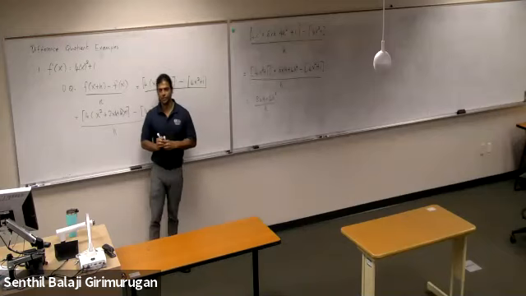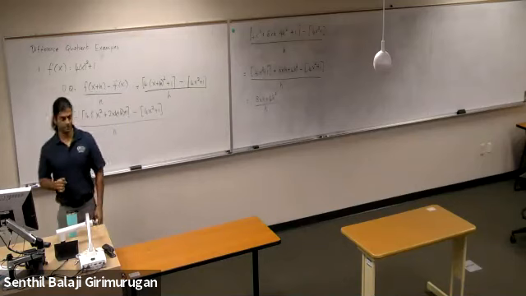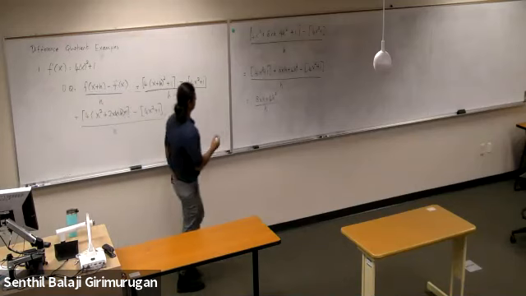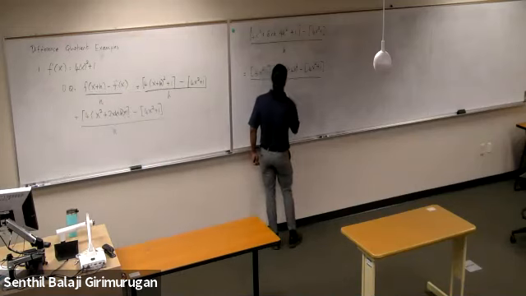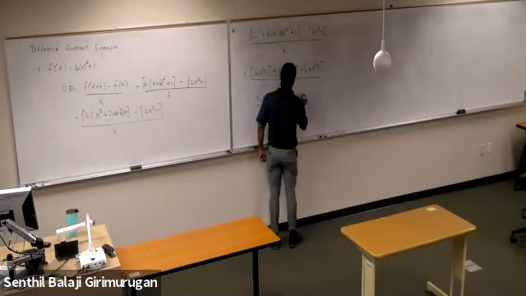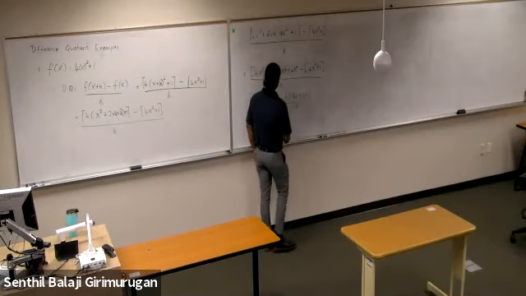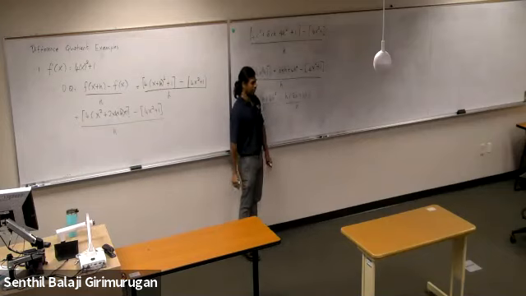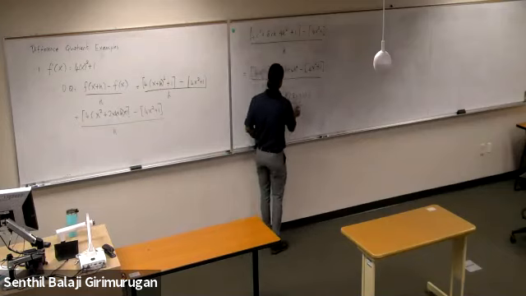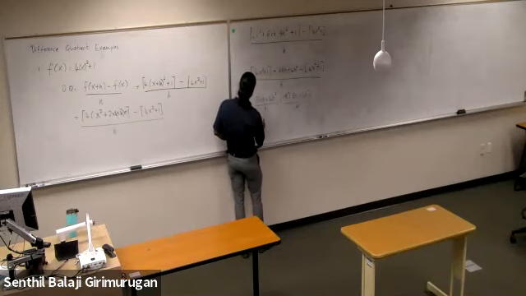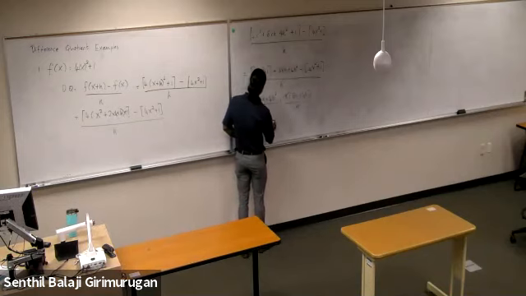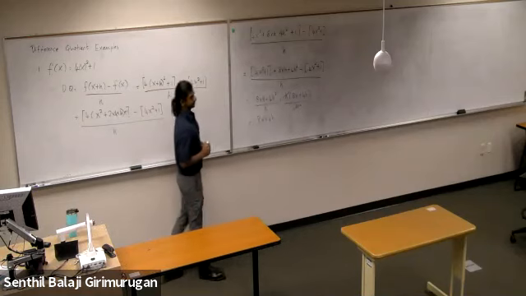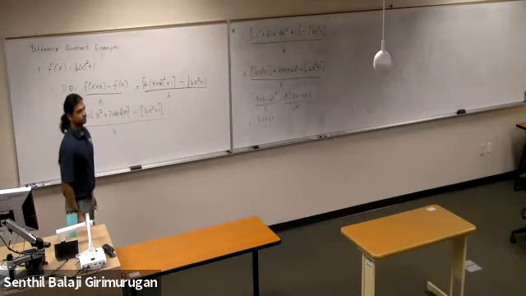What do we have in common in the numerator? h. And what happens to those two? They get cancelled. So our final answer would be 8x plus 4h. Good.